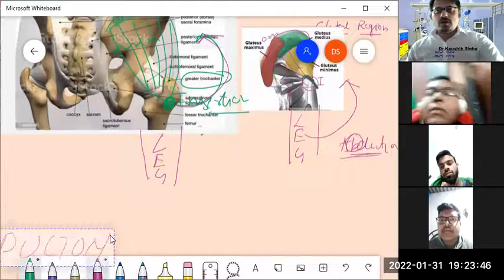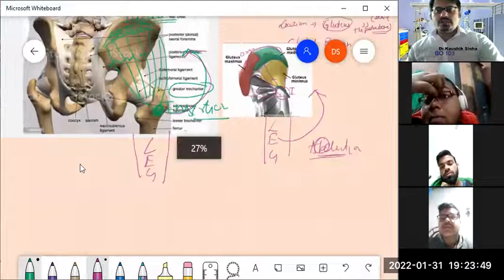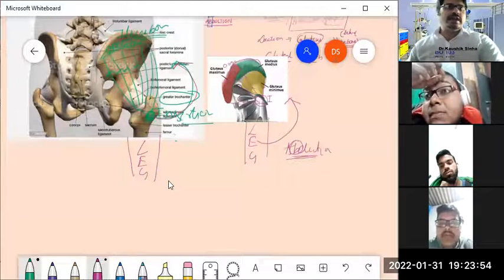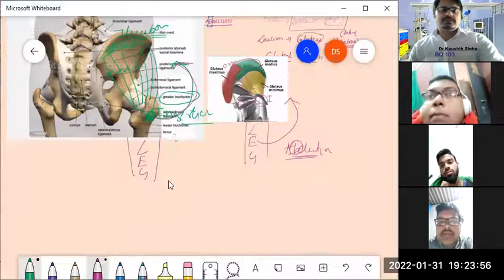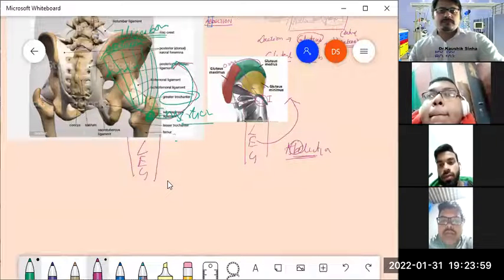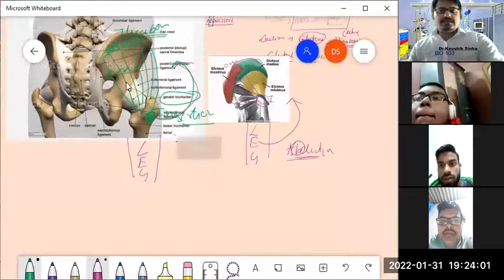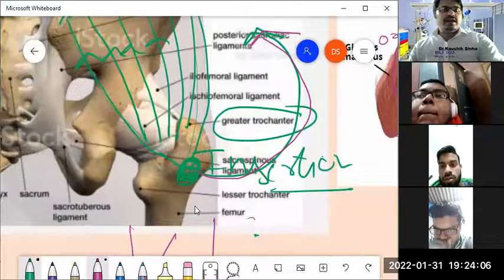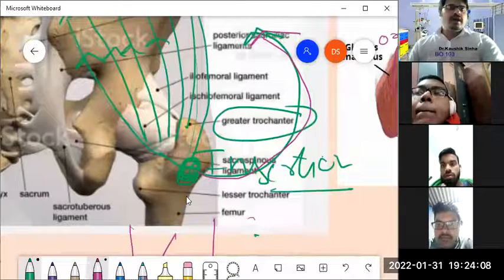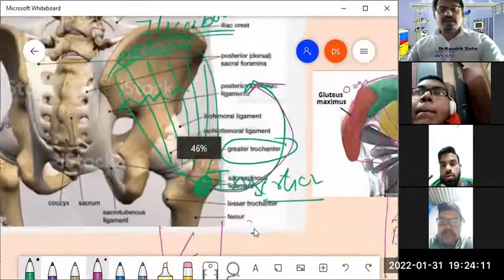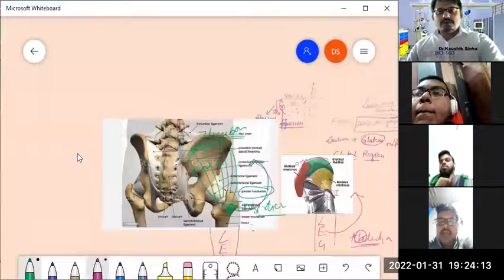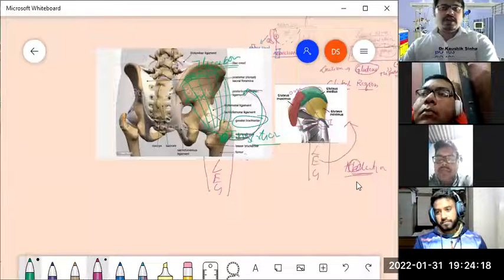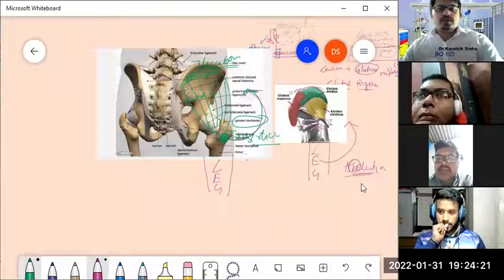So with the contraction of this gluteus group, what will happen to these legs? Will it get abducted or will it get adducted? As this gluteus muscle contracts, will the leg be adducted? Abducted. Correct. Understood now? After such a long time? Finally, yes, sir. You have understood that there will be an abduction of the leg by the contractions of the gluteus group.